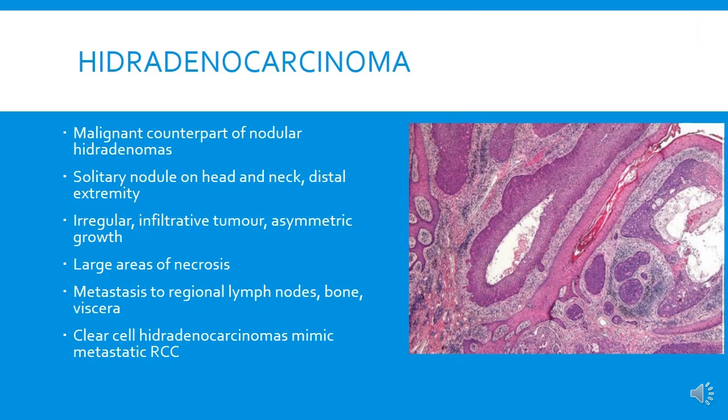Next tumor is hidradenocarcinoma. It is a malignant counterpart of nodular hidradenoma. So it presents as a solitary nodule on the head and neck and distal extremity. Microscopically, this tumor has large areas of irregular, asymmetric and infiltrative growth with areas of necrosis. And you can also have clear cell change in these tumors, thus mimicking metastatic clear cell tumors of kidney and lung. So this tumor has a high metastatic potential to regional lymph nodes, bones and viscera.